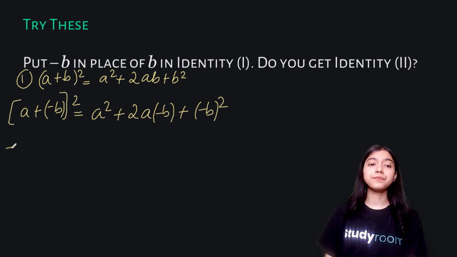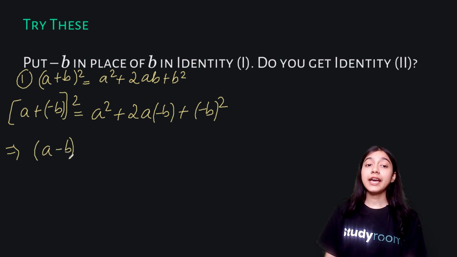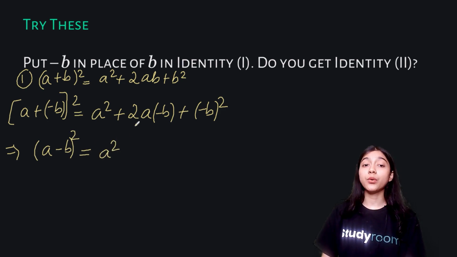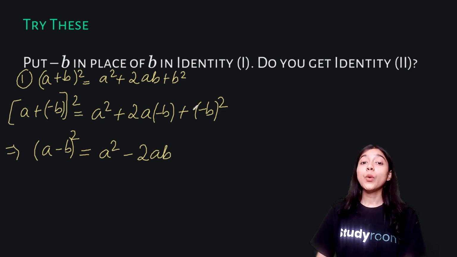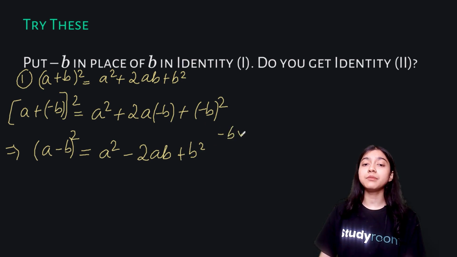Now, let us solve it. When I do a plus of minus b, ultimately we get a minus b. And we have a whole square over here. And over here, we'll write a square. Now, when 2a is multiplied with minus b, it gives us minus of 2 times ab. Now, when minus b is taken twice, that means minus b whole square, we get plus b square. Because minus b square means minus of b multiplied with minus of b, which ultimately gives us plus b square.